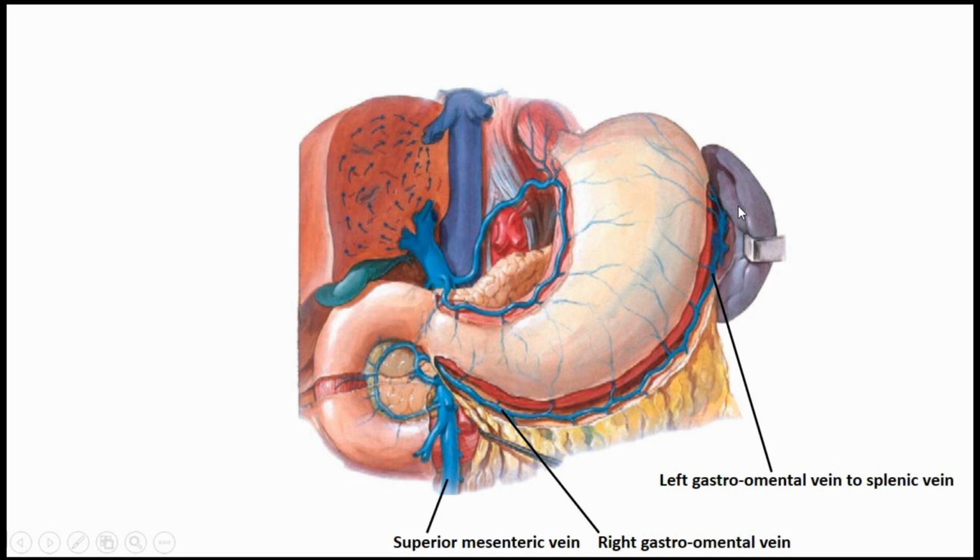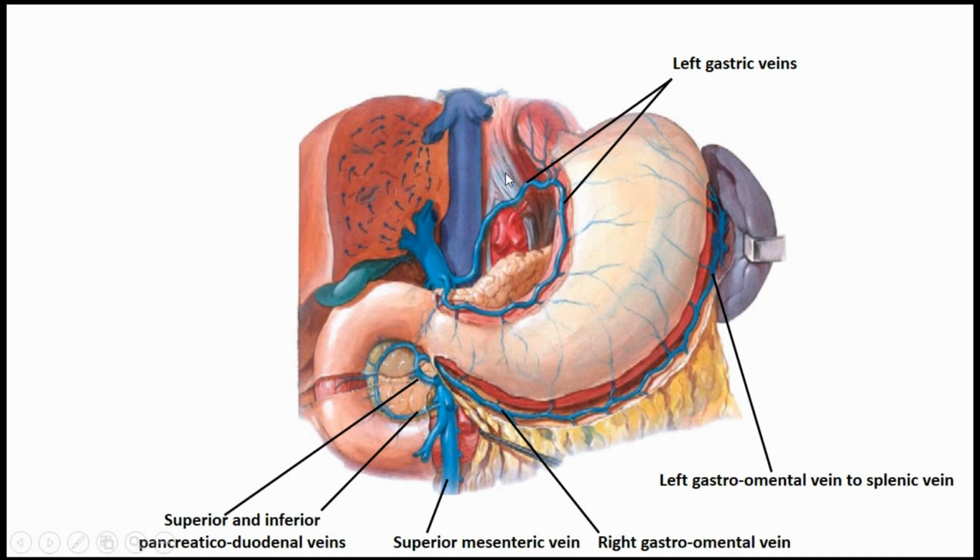Left gastromental vein, it's going to join the splenic, which is nearby. But right over here, I want you to note those superior and inferior pancreaticoduodenal veins. They tend to all converge onto the superior mesenteric vein, and the two gastric veins, left and right, drain distinctly into the hepatic portal vein right there.